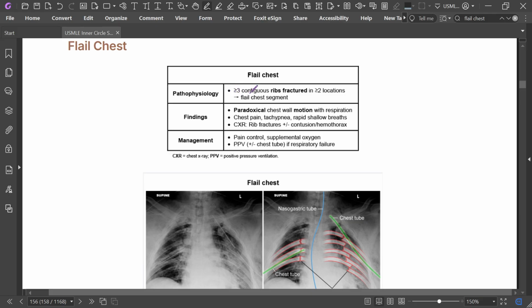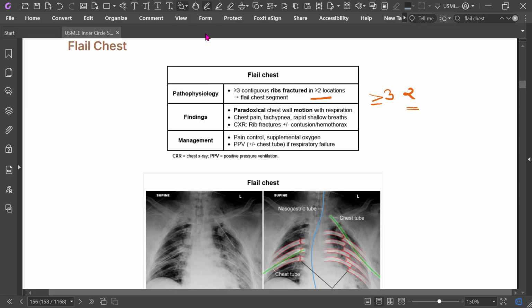If three or more contiguous ribs are fractured in two different locations, that is a flail chest segment.